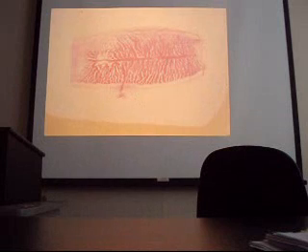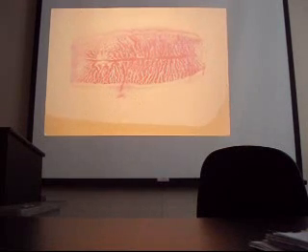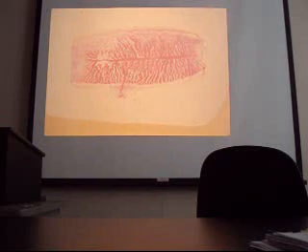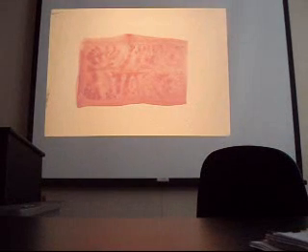Then we go into the proglottid branches. Solium has less than 15 uterine branches. Saginata has greater than 15. It has a lot of branches. This one has a lot of branches, so this looks more like saginata here. Here's solium. It has less branches.